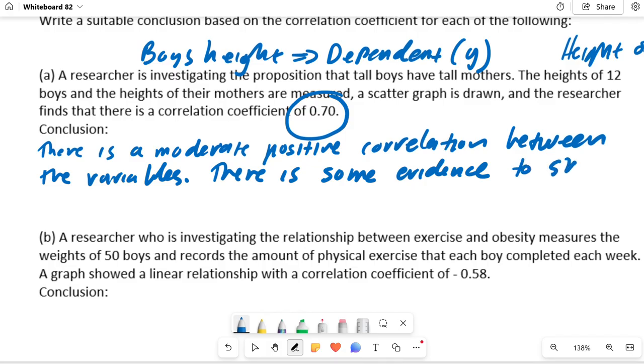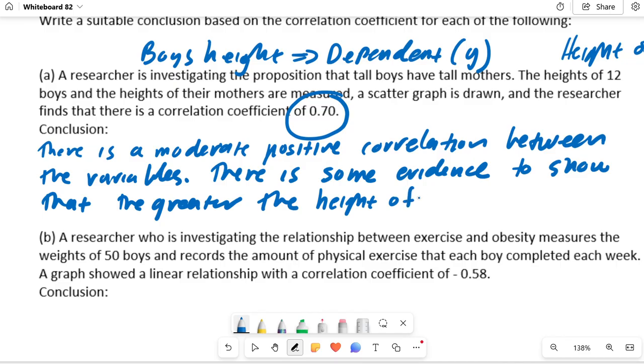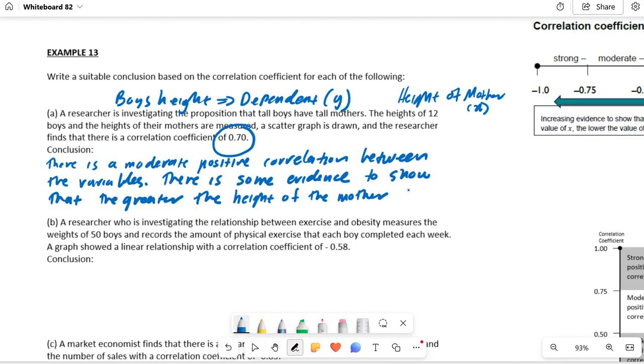to show that the greater, now I'm not going to say the X variable, I'm going to state the X variable for this situation, which is the height of the mothers. The greater the height of the mother, I'm putting the X variable first, and now the Y variable, the greater the height of the son.